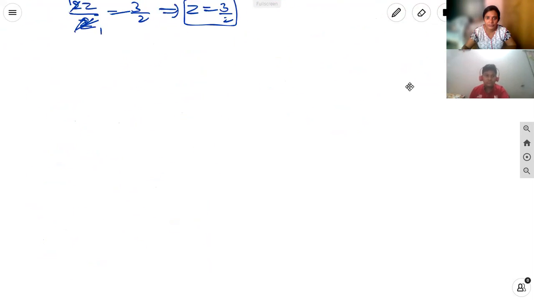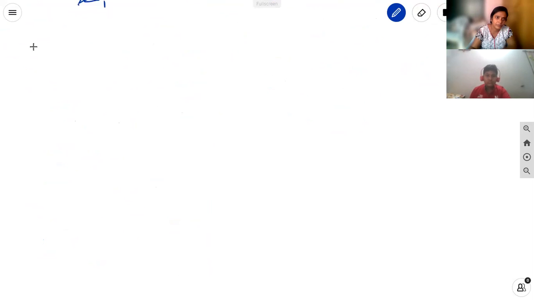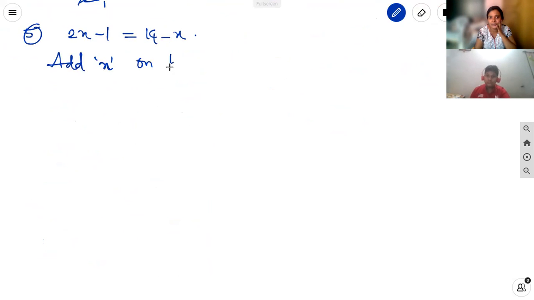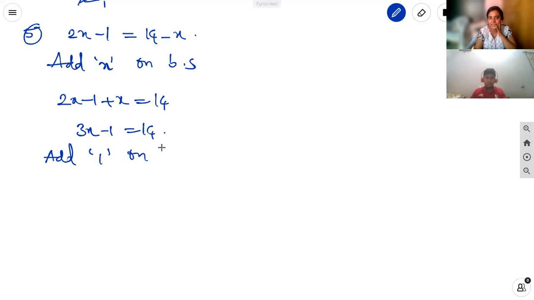Fifth question. 2x - 1 = 14 - x. First, add x on both sides. So 2x - 1 + x = 14. 3x - 1 = 14. Next, add 1 on both sides. Why? Because the negative sign is there, so we take the positive sign.